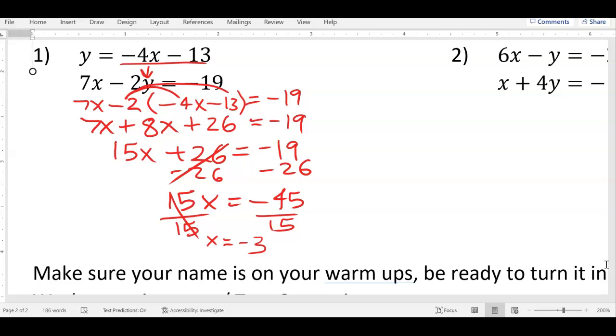Ha, we're not done. Okay, especially if you weren't here yesterday. When you do these, you solve for one variable, you're only part of the way there. Now you have to use that to find the other one. So I'm going to take that negative 3, I'm going to rewrite the original equation, but I'm going to replace x with negative 3, because that's what it equals. So instead of negative 4x, I'm going to put negative 4 parentheses negative 3 minus 13.